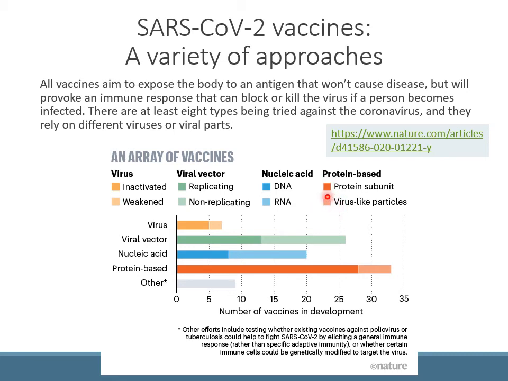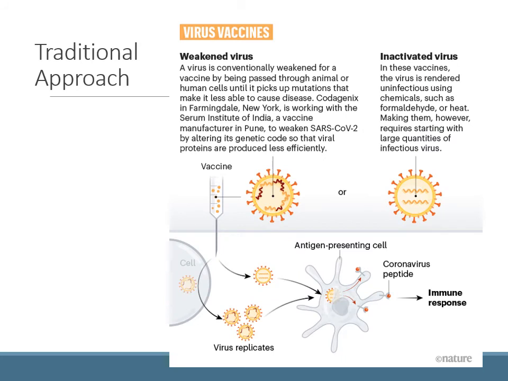So we've got protein subunit, that would be peptide vaccines, virus-like particles, which I did not cover. All right, lots of vaccines in development. Okay, the traditional approach we've gone over. The weakened virus, so these are live attenuated virus. Let's see, there are companies working on this, Codagenics in New York.